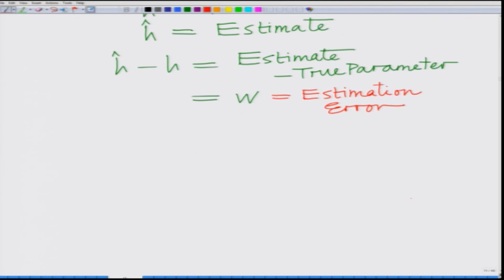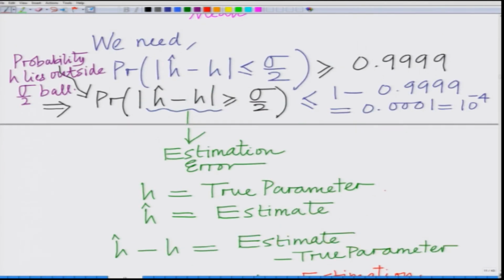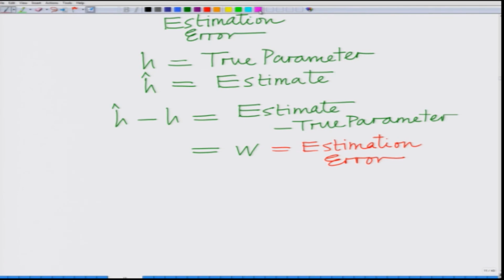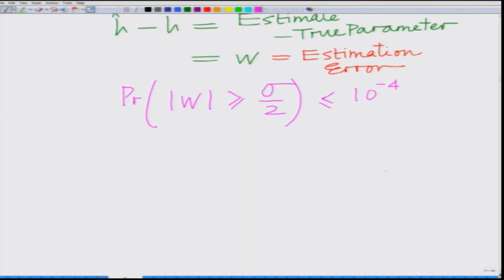So basically now we are asking this question. I can replace this h hat minus h by this quantity W, and now we are asking what is the probability that this estimation error magnitude W greater than or equal to sigma by 2 has to be less than or equal to 10 to the power of minus 4. Okay, so that is the question that we are asking.